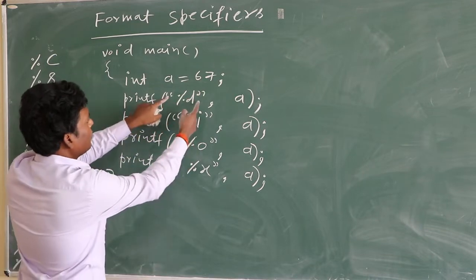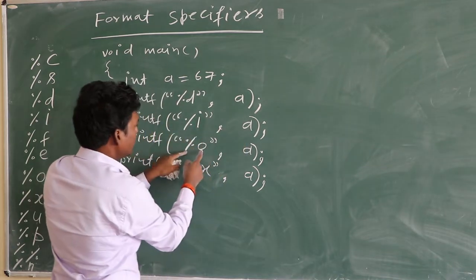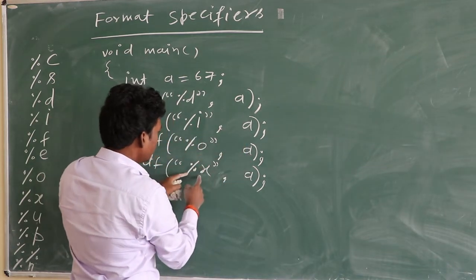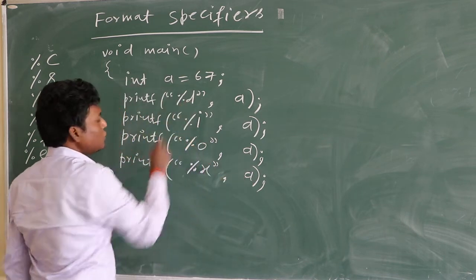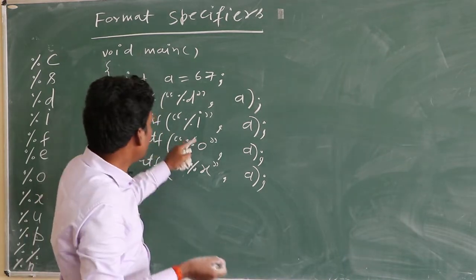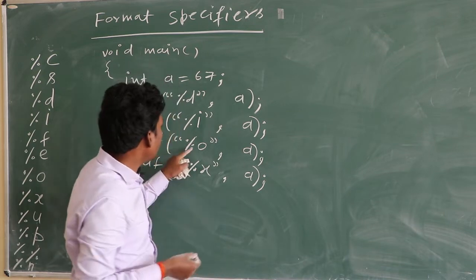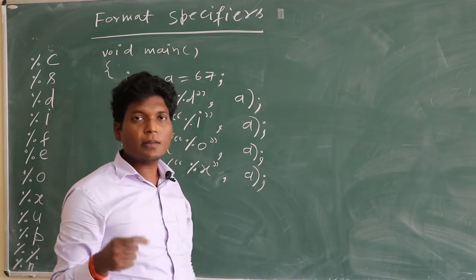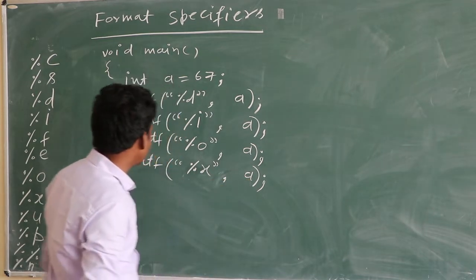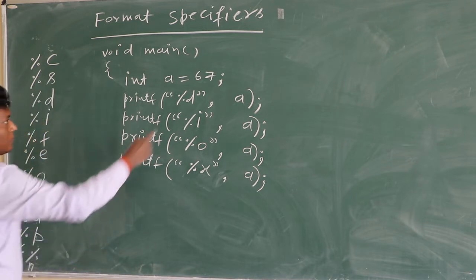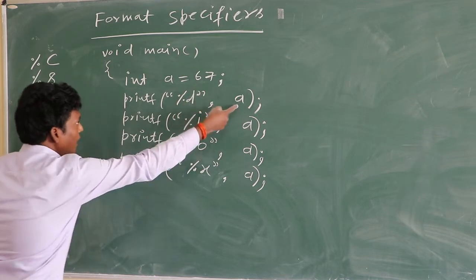So %d enclosed within a string, this %d prints a, this %i prints a, this %o prints a, this %x prints a. %d is used to print the decimal number system. %i is also used to print the decimal number system. %o is used to print the octal number system, %x prints the hexadecimal number system. So output is here. This is decimal number system. This is used for decimal number system. So here a is here.